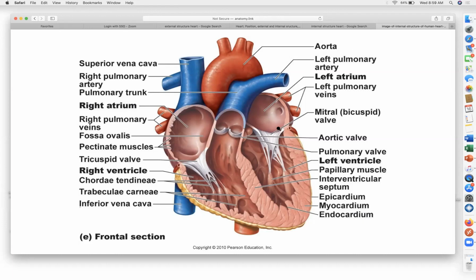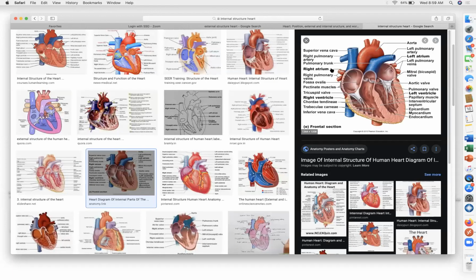Okay, so that's the internal structure of the heart. Now you know what I could test you on.